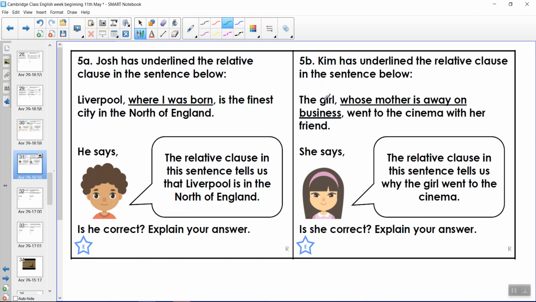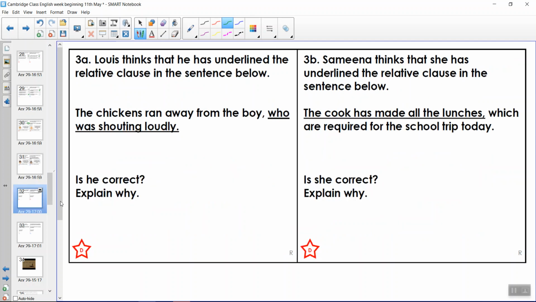Kim's underlined the relative clause. She says, the girl whose mother is away on business went to the cinema with her friends. And Kim says the relative clause in the sentence tells us why the girl went to the cinema. The girl whose mother is away on business went to the cinema. Well, it probably tells us a little bit about why she went to the cinema, but probably it really just tells us that mum's away on business. She might have gone to the cinema even if mum had been at home, so it doesn't really, does it?